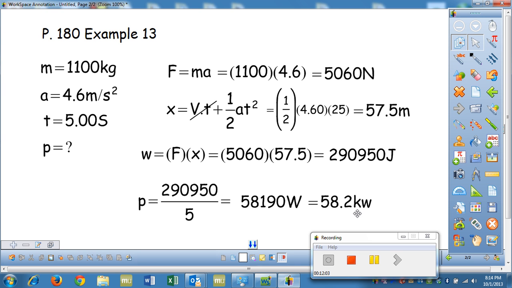Let's see what they got as their answer. Yeah, 582 times 10 to the 4th. Yep, the same thing. So that's how much power it takes to accelerate that car for that amount of time at that acceleration. So that's how you do those.